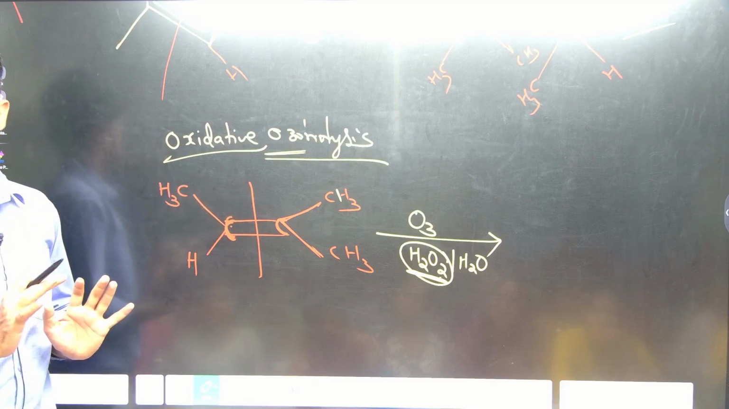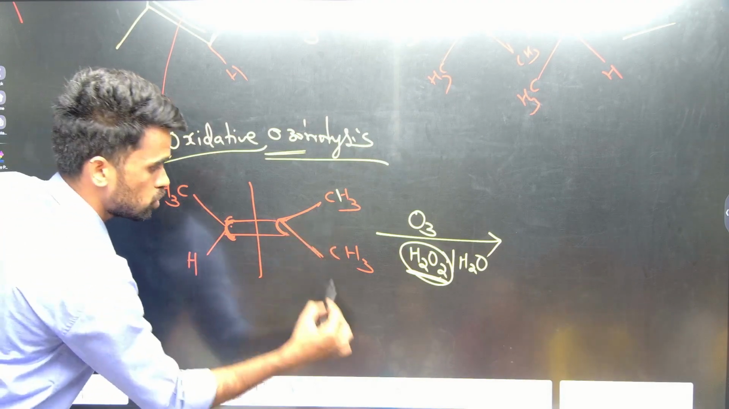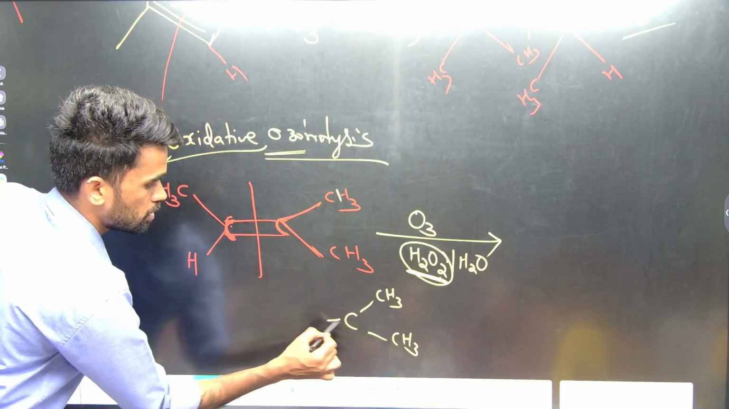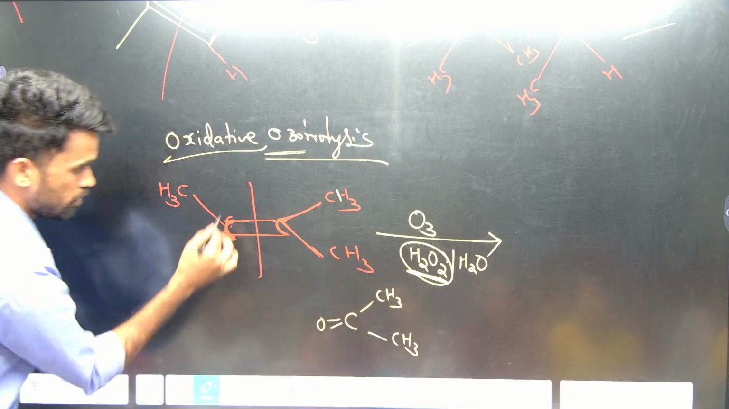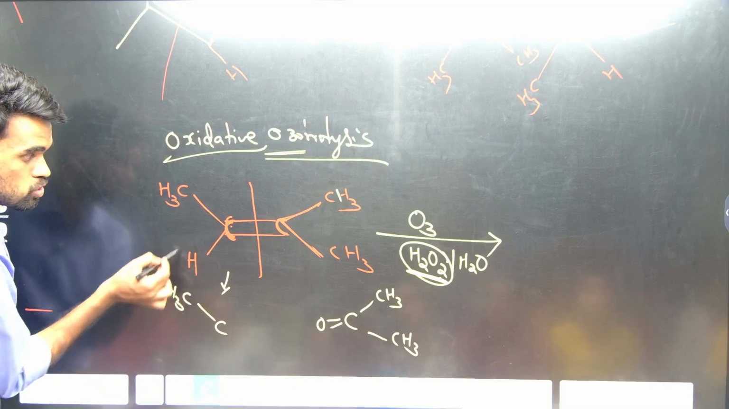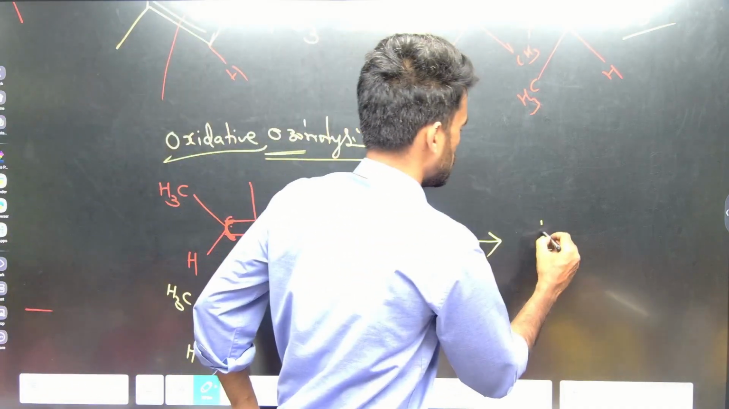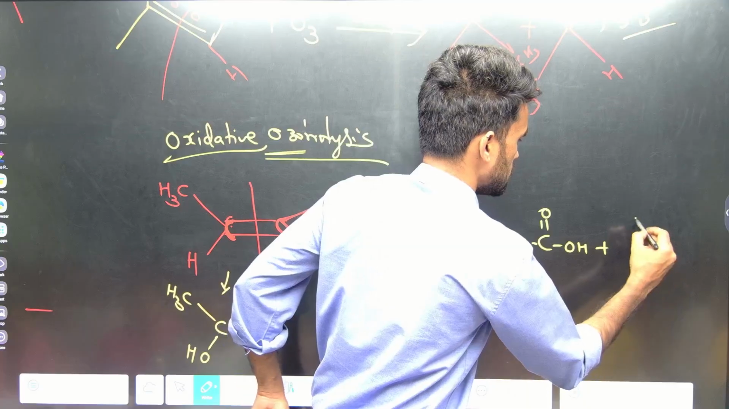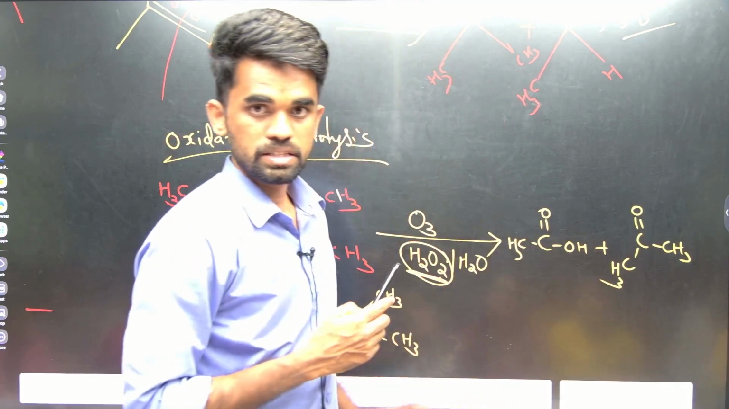Do we have any directly attached hydrogen on this side? No. So don't disturb anything. You just write CH3, CH3, breaking. After that, what should I put? Oxygen. This is fine from this side. From this side, you break, CH3. What about this hydrogen directly attached? Convert into OH. Now what are the products formed? CO, CH3, OH plus this side CO, CH3, CH3. That's it. Is this clear?